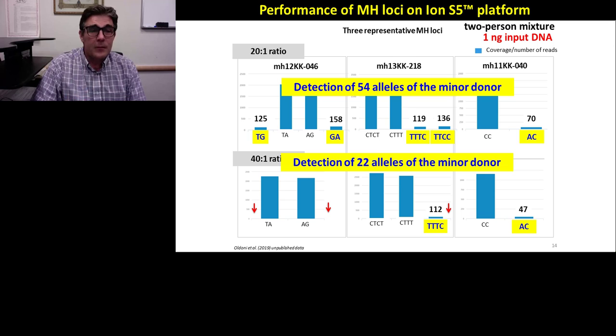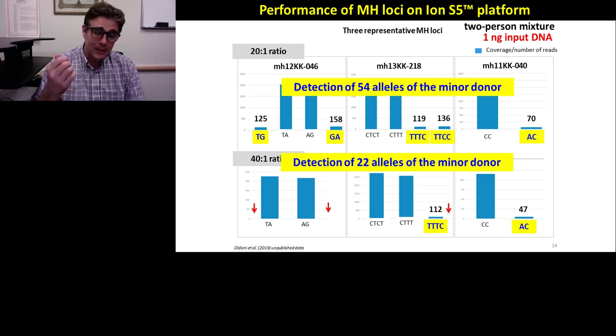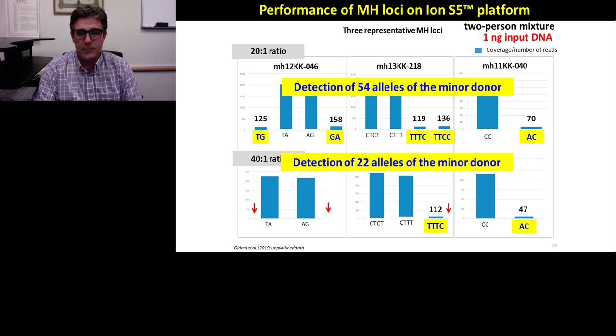Okay. Now, the same mixtures with microhaplotypes, we see a significant amount of alleles of the minor contributor at the 20-to-1 ratio, where at the 40-to-1 ratio, obviously we have more dropout, but we're still detecting a good amount of alleles of the minor. 54 to be specific, and 22 alleles of the minor contributor.